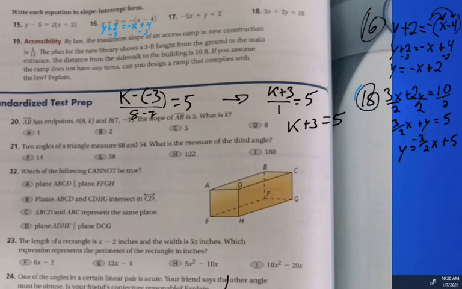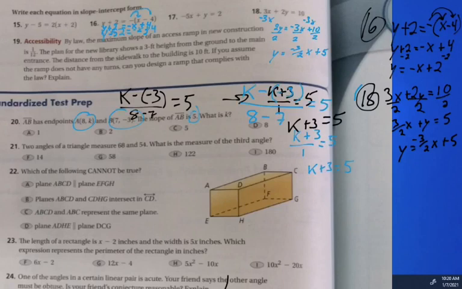Can you solve for k now? It's 2. Yeah, it's 2. Okay, the rest of them are review questions. I'll let you do them. You're going to skip number 26. Skip number 26.